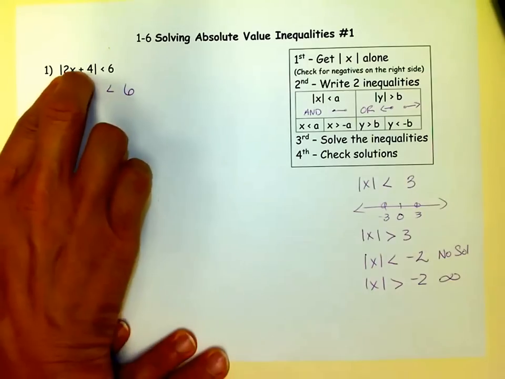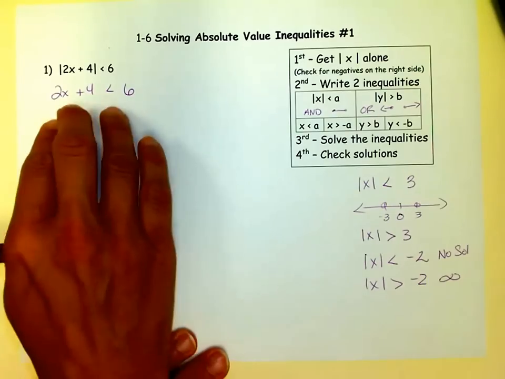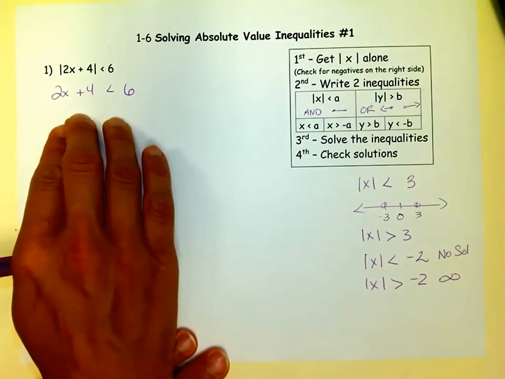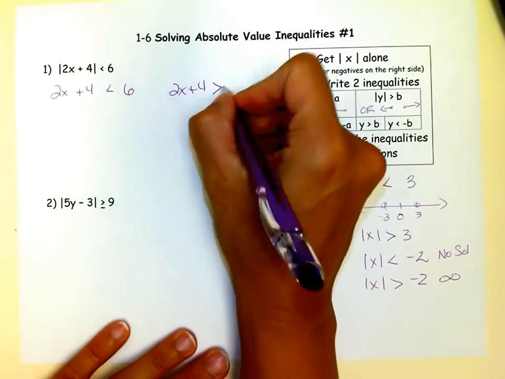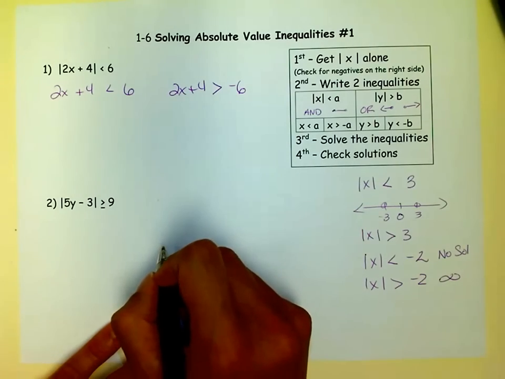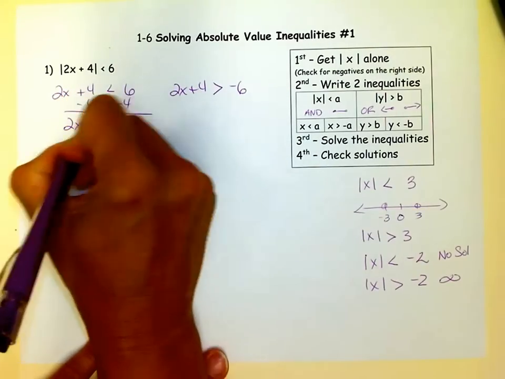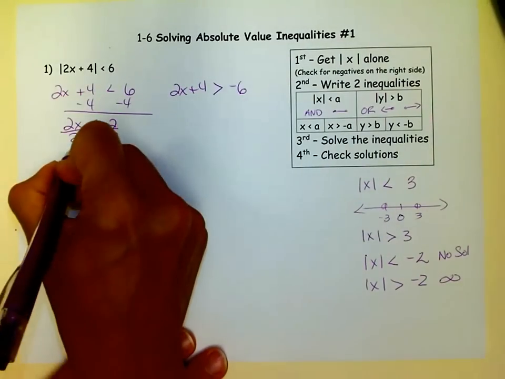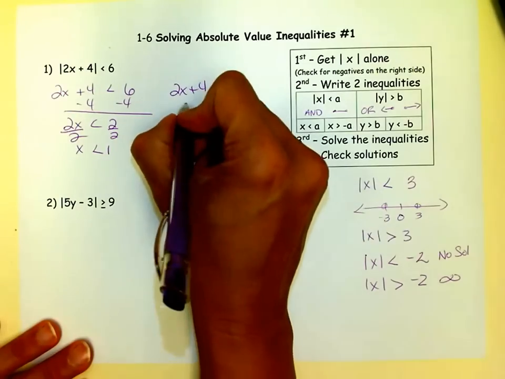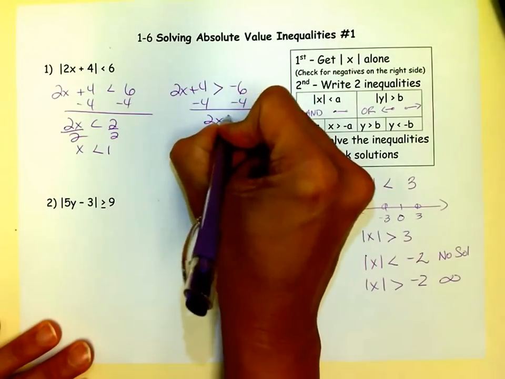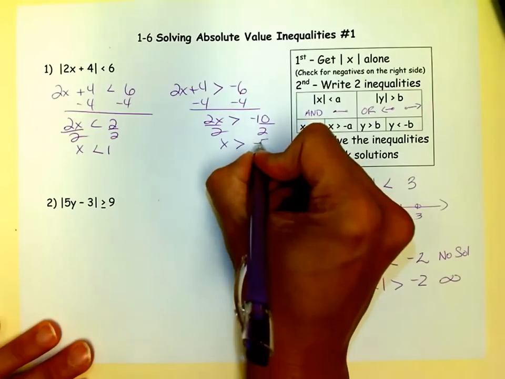For the first inequality, whatever was in the absolute value goes down, and whatever the inequality sign and the number were goes down too. For the second inequality, we just switch these last two. So it would be 2x plus 4. Instead of less than, we'd say greater than. Instead of 6, we'd say the opposite of 6. So now we just solve. We minus 4, we get 2x is less than 2. When we divide by 2, we get x is less than 1. So that's our first solution. Over here, when we minus 4 from both sides, we get 2x is greater than -10. And when we divide by 2, we get x is greater than -5.